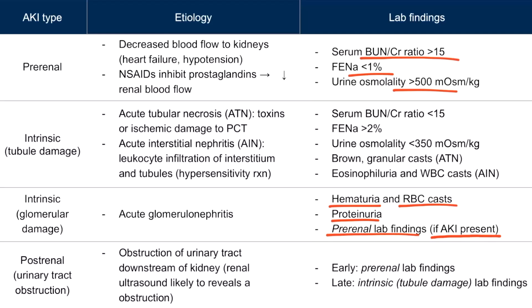Lastly, notice that I've written here "if acute kidney injury is present." I really want to emphasize this point. I put this here because I want you to know that glomerular diseases don't always cause acute kidney injury, whereas they basically always cause hematuria and proteinuria.